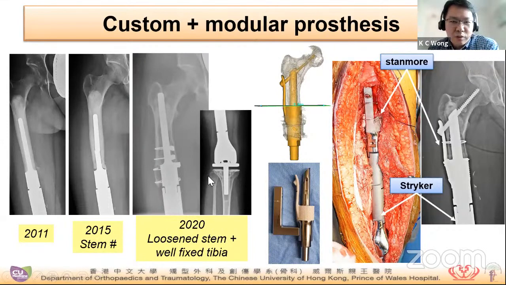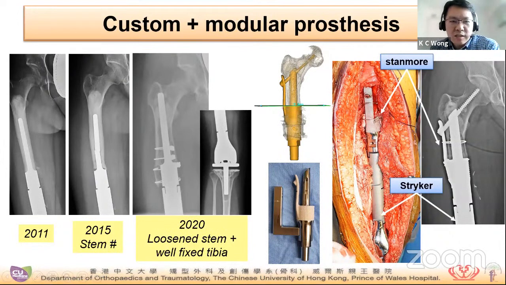Because there was no custom solution at that time from Stryker, we discussed with the patient, and at the end we did another revision and put in the same brand of implant with a lot of bone graft, but still there was not a good primary fixation for secondary bone healing. So at the end, with the Stryker stem, we finally could have a custom implant in a modular setting.